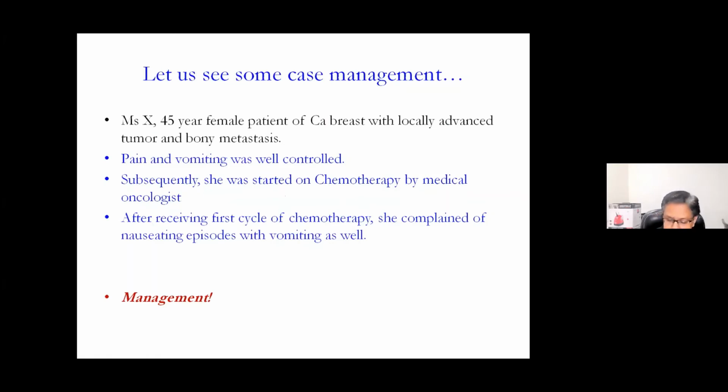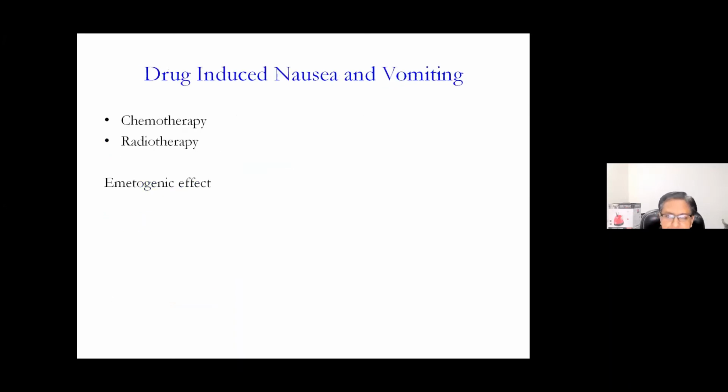Now, the same patient had good pain control, this 45-year-old female patient with carcinoma, a locally advanced tumor, and bony metastasis. The medical oncologist felt that she can be started on chemotherapy, and after receiving the first cycle of chemotherapy, she complained of nauseating episodes with vomiting as well. So for the management of these patients, this probably appears to be the chemotherapy, and if the patient subsequently receives radiotherapy, they have an emetogenic potential.